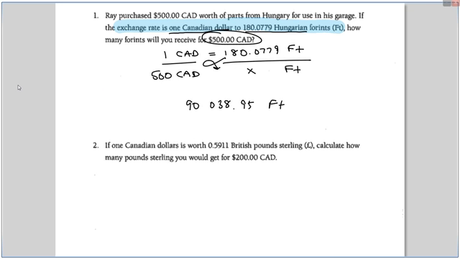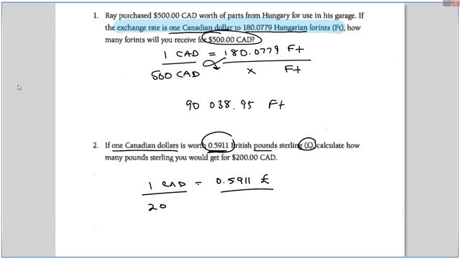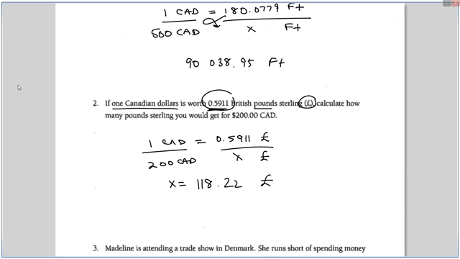Next one is to the British pound. You can see that when you exchange $1, you only get like 59 cents back, so this is not a good exchange rate. 1 Canadian is worth 0.5911 pound. How many pounds would you get for 200 Canadian? Put the Canadian on that side, and this would be X pounds. So 200 times 0.5911. You'd only get 118.22 pounds for 200 bucks Canadian.